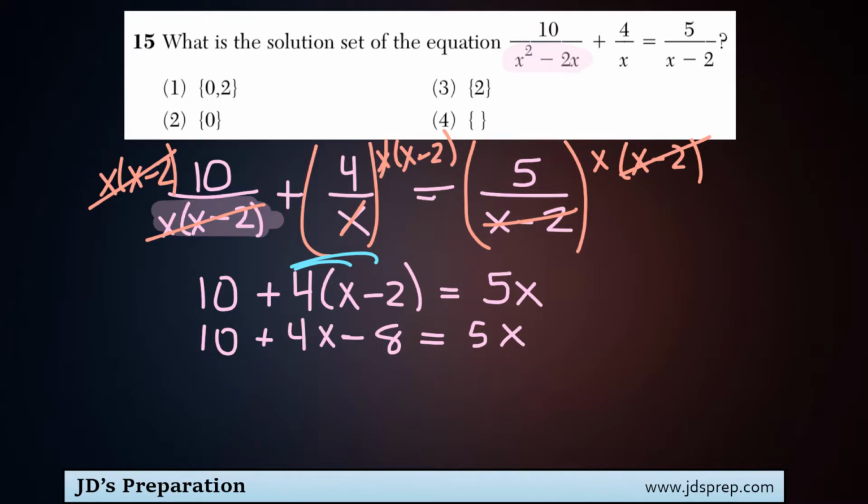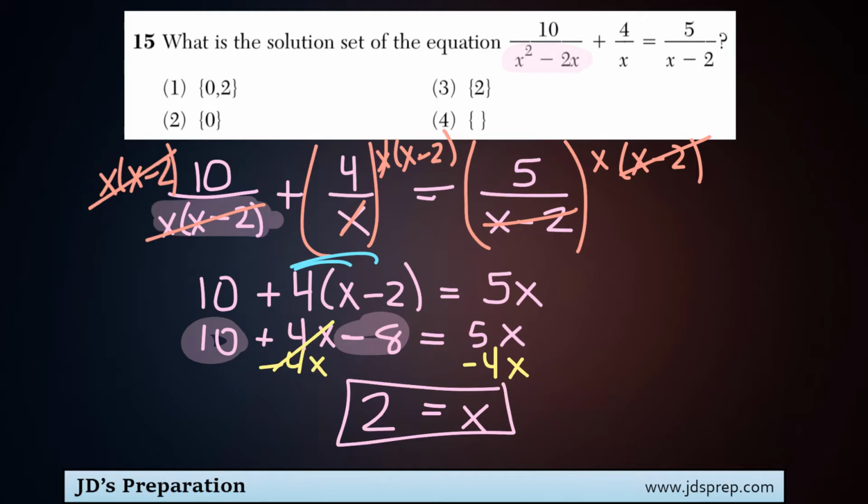Next, we can combine our x terms together. I'm going to do that by subtracting 4x from both sides. Okay, which would just leave 1x on the right. And on the left-hand side, we can actually just combine our 10 minus 8 to get 2, and we're done. So x is going to be equal to 2.